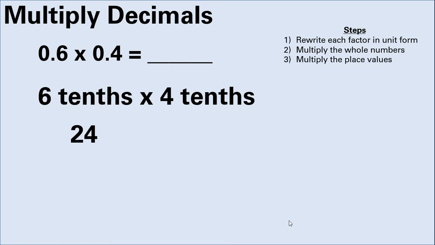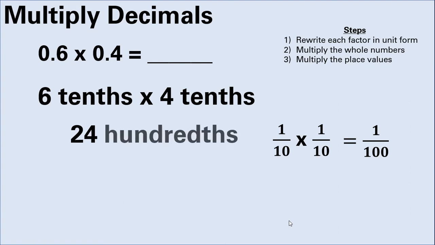You can think about it as 10 times 10 equals 100. You can also think about it as fractions. 1 tenth times 1 tenth. With multiplying, you multiply the numerators, or the numbers on top. 1 times 1 equals 1. And then you multiply the denominators. 10 times 10 equals 100. So tenths times tenths equals hundredths.